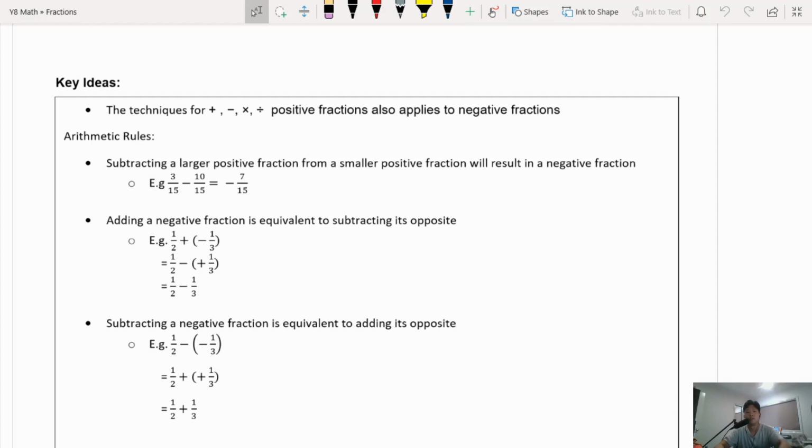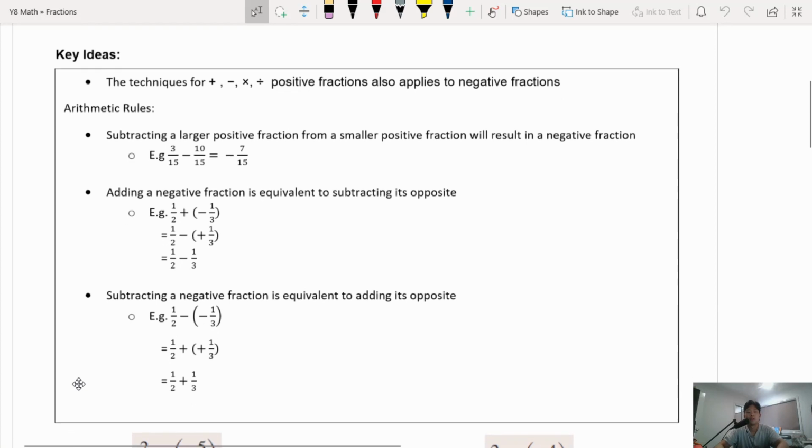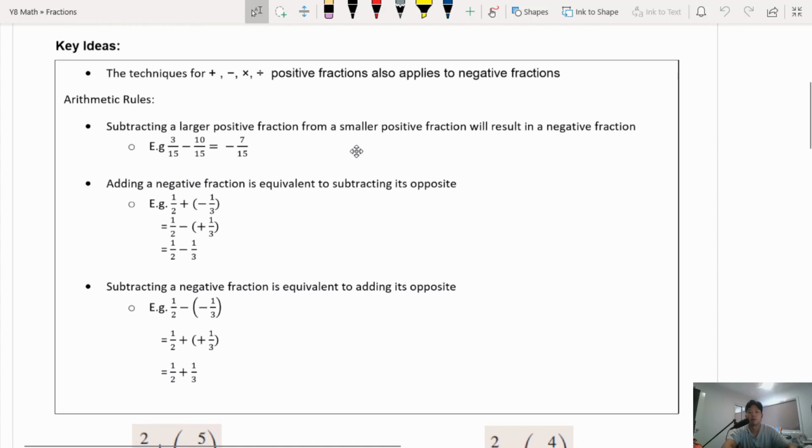So we'll go through the arithmetic rules first. These are exactly the same as the rules we used in our last topic of integers, but we'll just quickly recap on this. Our first one: subtracting a larger positive fraction from a smaller positive fraction will result in a negative fraction. I've got an example right below that. We have one fraction here and a larger positive fraction here. So that's a smaller positive and that's a larger positive. When you subtract the larger positive from a smaller positive, you get a negative result, as you can see in that one here.